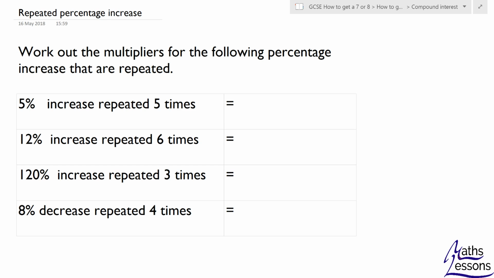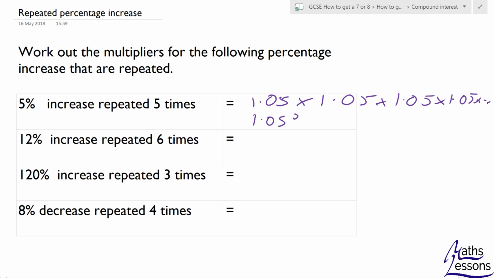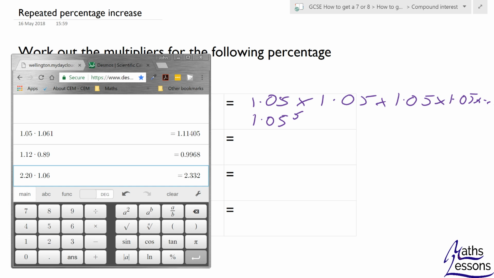Right, both our students seem to work that out quite quickly. So we know we've got a 5% increase, that's a multiplier of 1.05. And if you think about it, it's times by that 5 times. I'm not going to fit that on the screen, which is the same as 1.05 to the power of 5. So we just do that again.